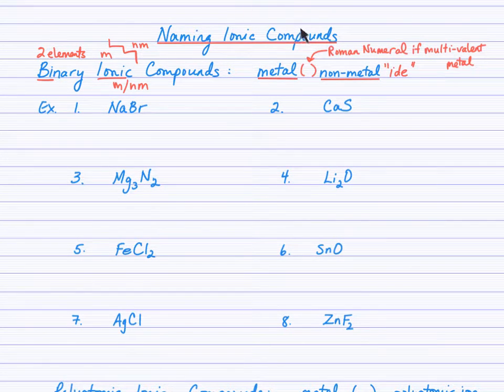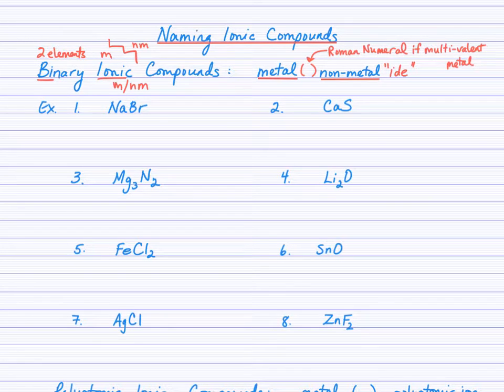And then there may be a Roman numeral that we'll put in brackets. That's if the metal is multivalent. And then there'll be the name of the nonmetal, but we're going to change the ending to IDE. So you have an IDE ending on the nonmetal for binary compounds, when there are two elements.